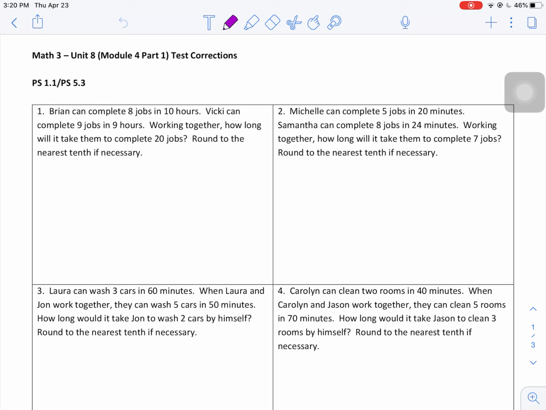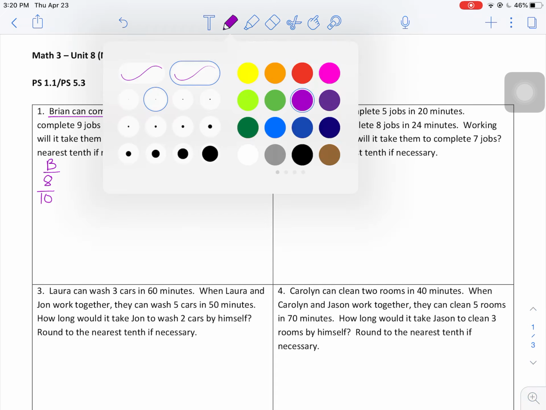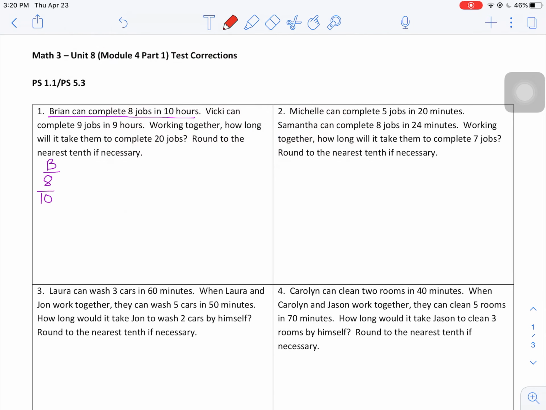Power Standard 1.1 and 5.3 for these first 4 questions. Number 1, Brian can complete 8 jobs in 10 hours. So 8 jobs in 10 hours. Vicky can complete 9 jobs in 9 hours. So 9 jobs, 9 hours. Working together, how long will it take them to complete 20 jobs?